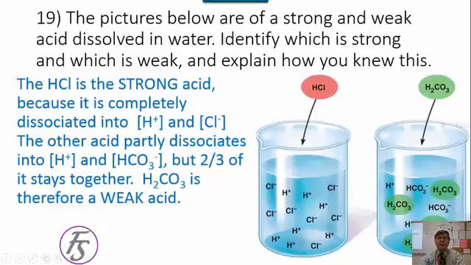Here's what I wrote. I said that the HCl is the strong acid because it completely dissociated into H and Cl. The other acid partly dissociates into H and HCO3, but 2/3 of it stays together. H2CO3 is therefore a weak acid.